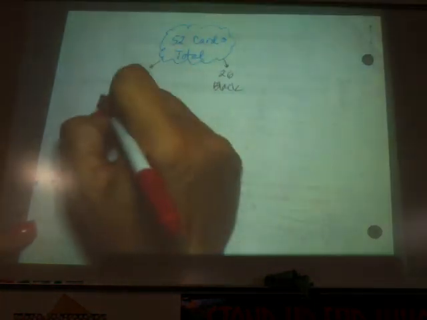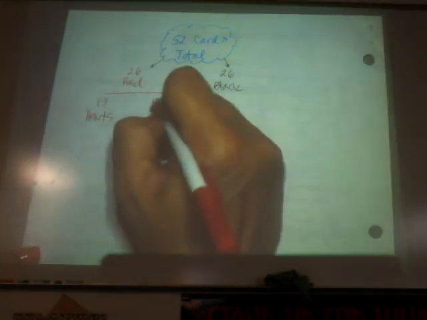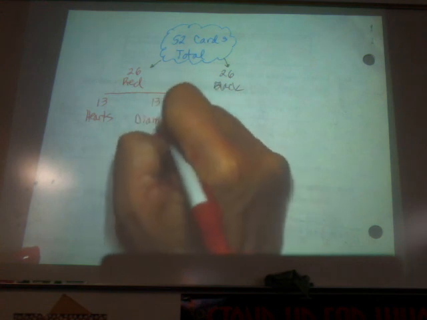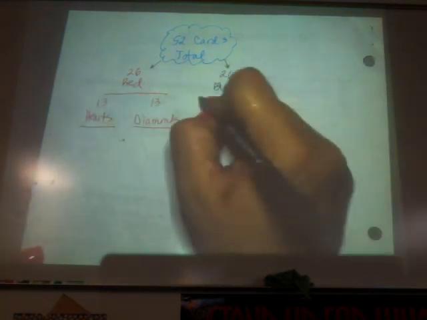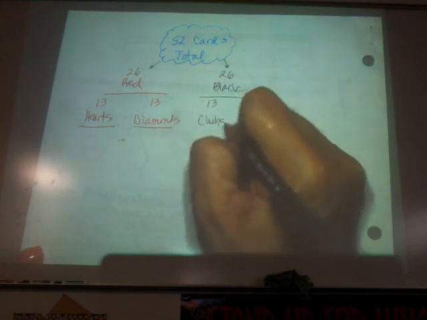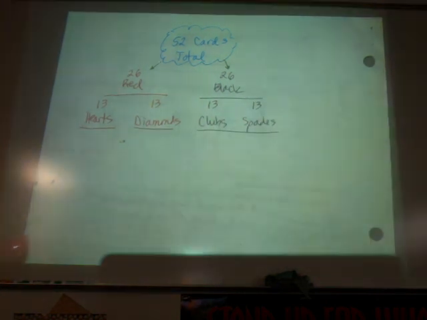Then the 26 red cards are split into what are called suits, 2 suits. We've got 13 cards in the suit of hearts, and we have 13 cards in the diamonds. And then we have 13 cards in clubs, and 13 cards in spades. That's where that saying, I'll take it in spades, comes from.